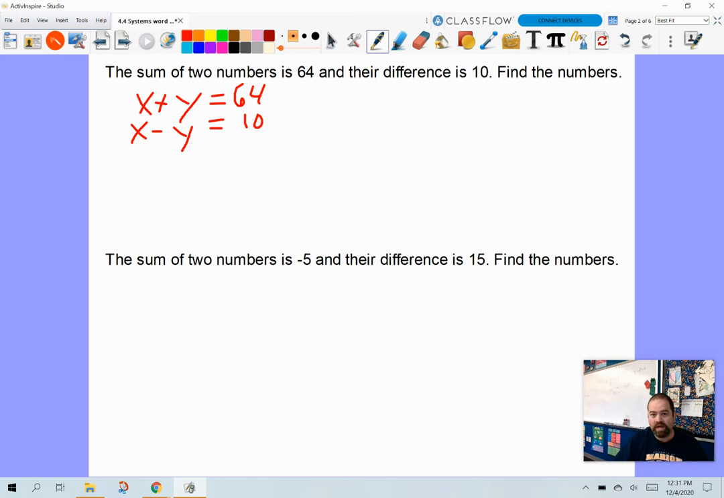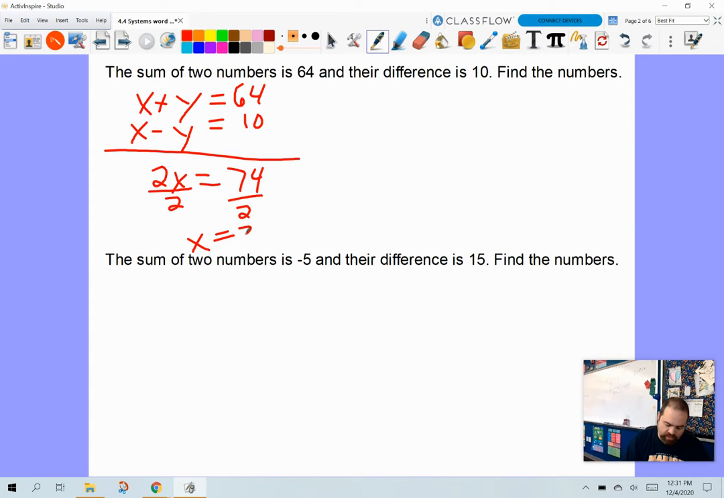They're set up where the y's are going to cancel out when you add the columns. So when I do that, x plus x is 2x. The y's cancel. 64 and 10 is 74. Divide by 2. And I got my x value to be 37. That's it. You're halfway done. So to get the y value, you take your x value and plug it back into one of your two equations. Most people will go to the top one because it has the addition in it instead of subtraction.